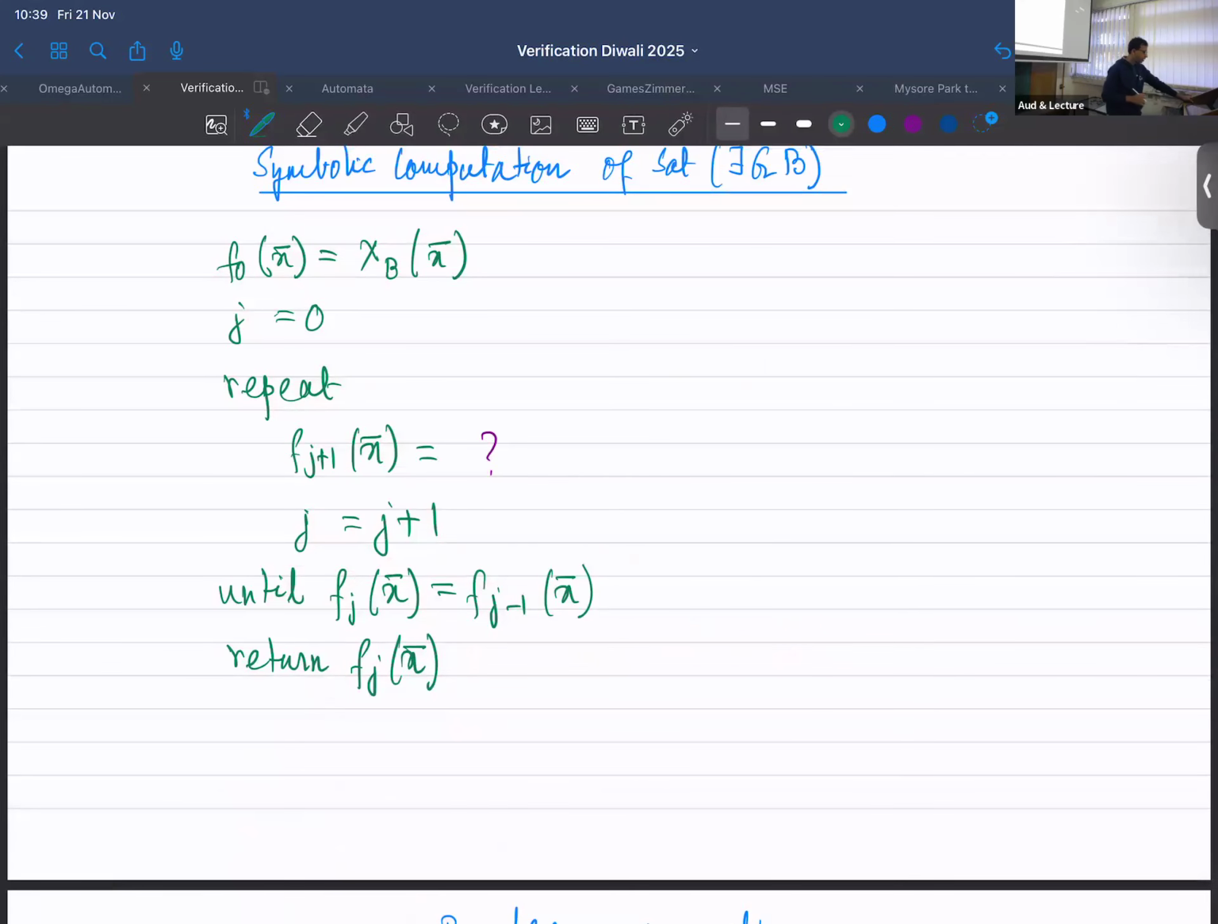Now what about this exists GB? So it is always B. So here, what sort of fixed point will we be looking at? It is the greatest fixed point, because we start with B and we remove things, and we are going to reach a greatest fixed point. So what should it look like?